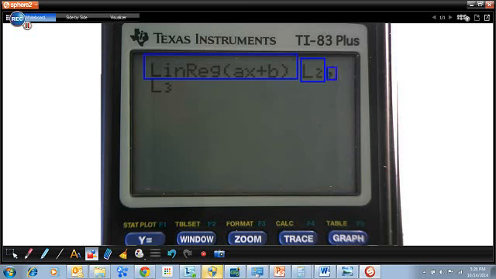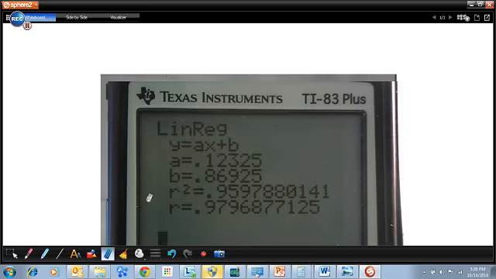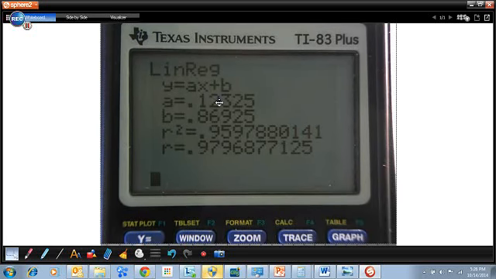Then you have to put in this comma, and then I did second and list 3 because those are the ones I used. In the newer calculators, I think it takes you to a different screen where you put this in, but you still have to put in which lists you put your numbers in. Alright, so do all of this, and then you hit enter and it brings you to this screen.